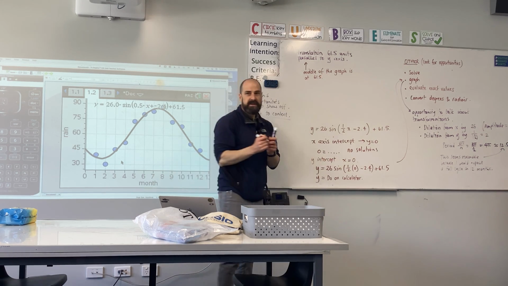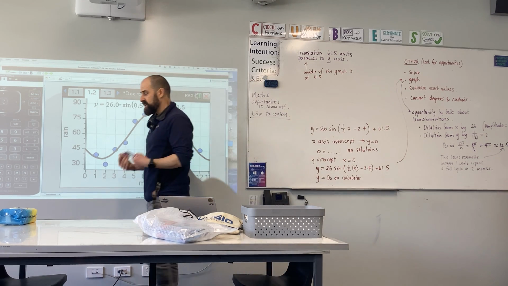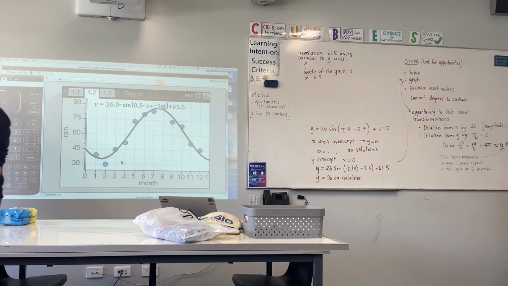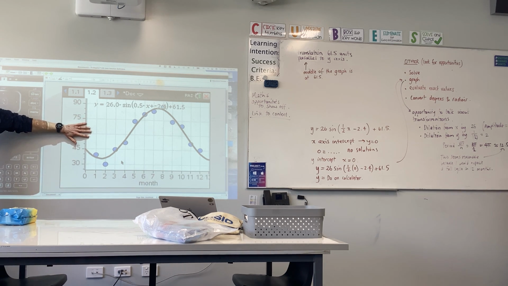61.5. What does that mean in our context of the problem? What's it about? Sorry, go back. What's the graph about? What's the topic? It's about the average millimetres of rain. So 61.5 is the middle. So what does that mean in the context of rainfall?